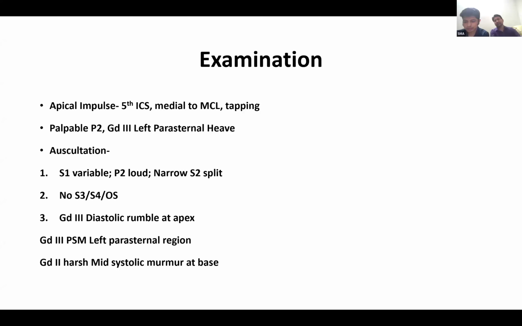This murmur again, I had a connection issue. Did you speak about the peaking and the length? The diastolic rumble is long with decrescendo morphology, and the systolic murmur is a mid-systolic murmur with a short crescendo-decrescendo pattern. Short. Yes, mid-systolic. Grade 2.